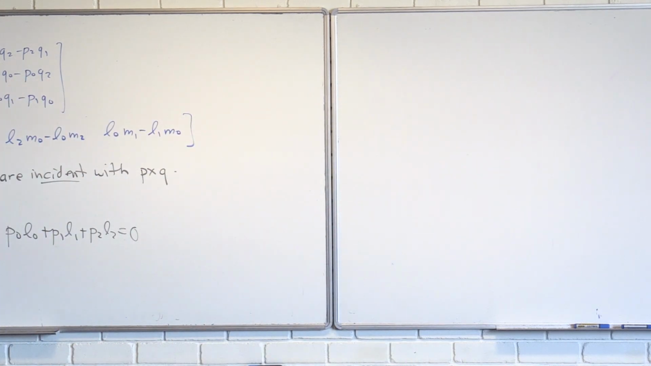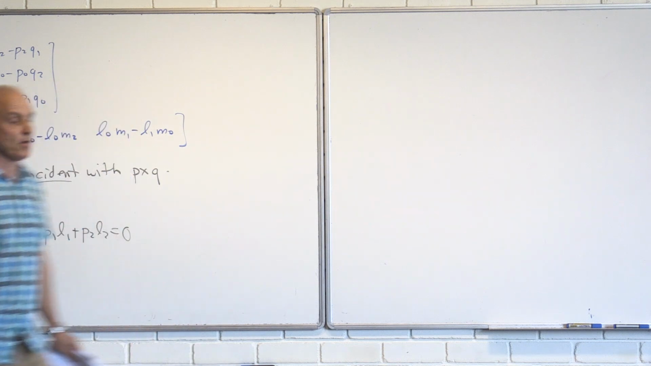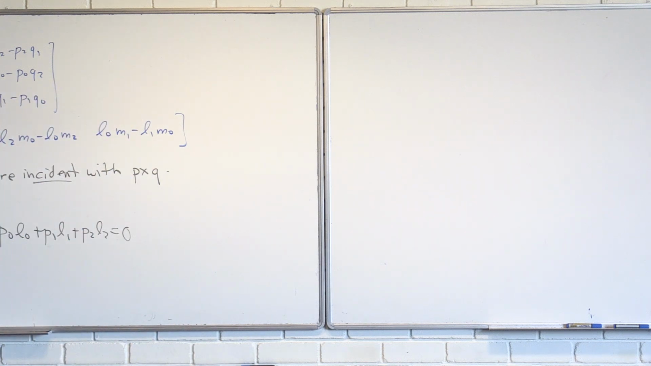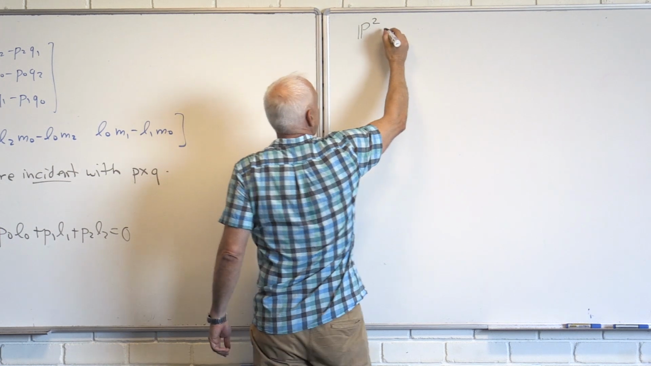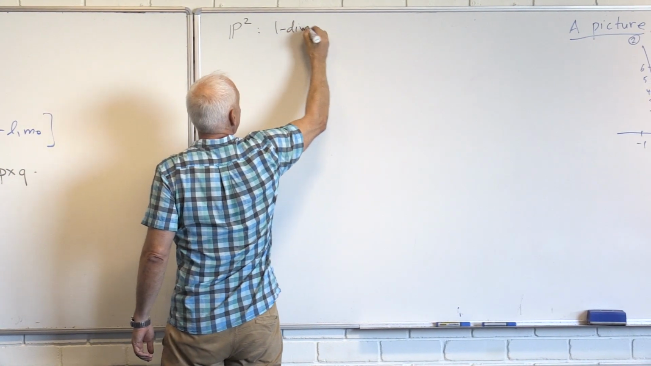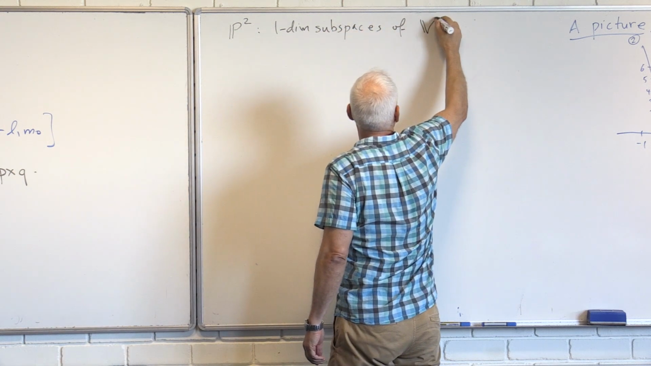Okay, so now I want to talk about why projective points are so important. There's a geometrical interpretation of projective geometry, which undergraduates should see, but unfortunately they don't. Okay, so let's look at P2. P2 can be viewed as the one-dimensional subspaces of a three-dimensional vector space.